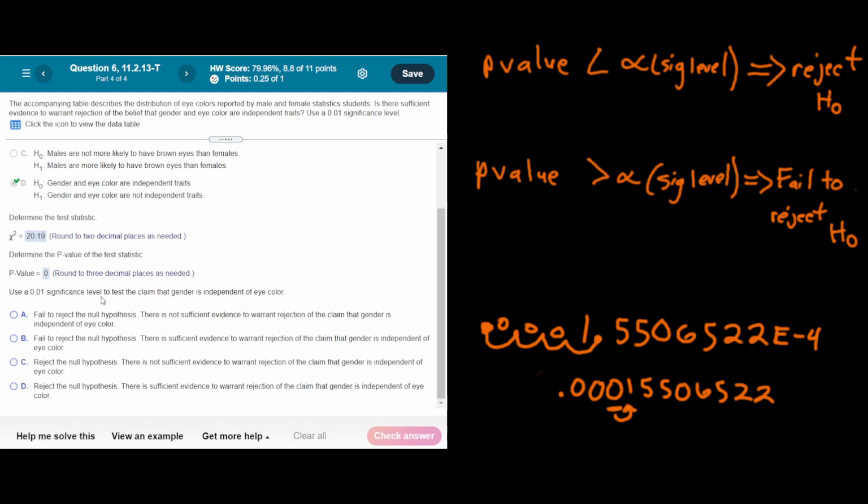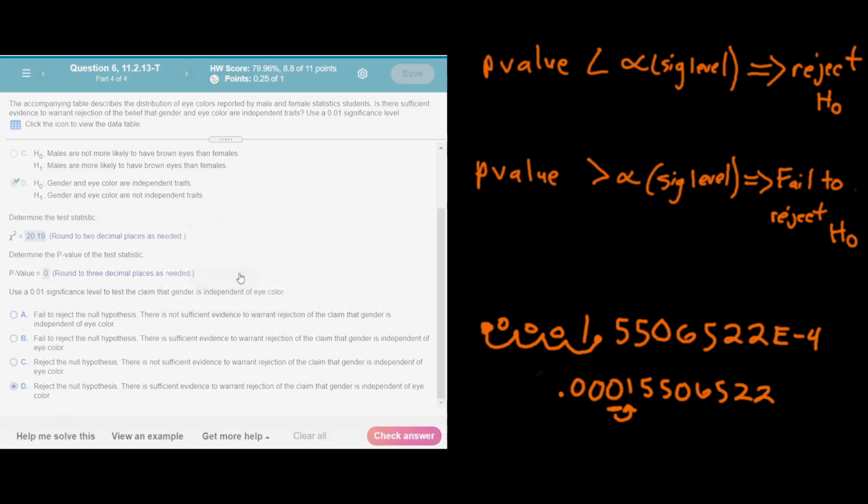Okay, use a 0.01 sig level to assess the claim. Our p-value is less than our sig, so we're going to reject. So it's either going to be C or D. We need to look for the word independent. All right, so reject, and these are the only ones that can work, because whenever you reject, there is. When you reject, no, we're not going to choose that one. Those won't even go together. So they made this one a little bit simpler for us.